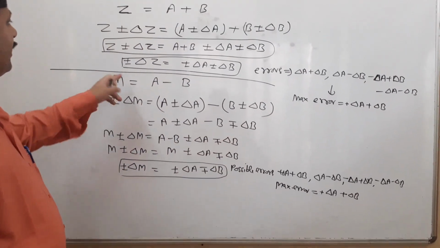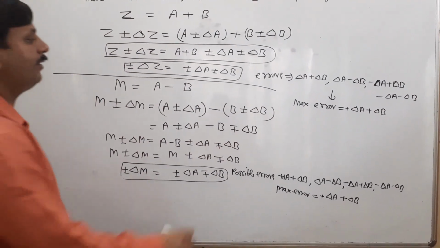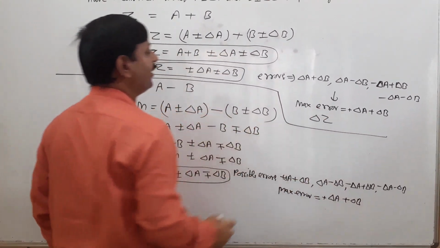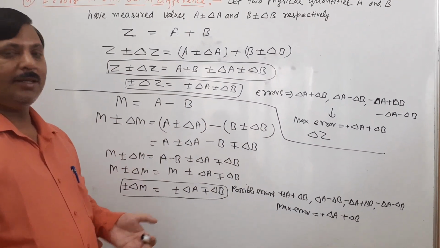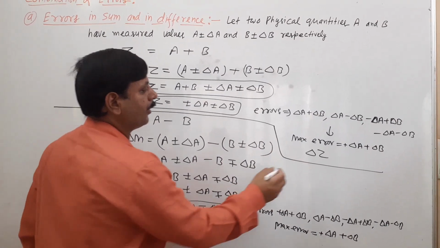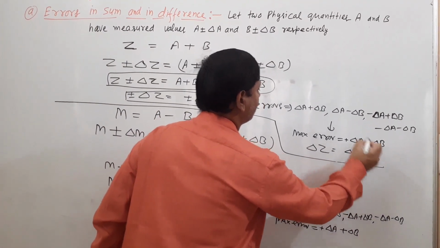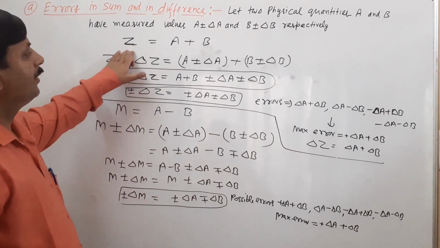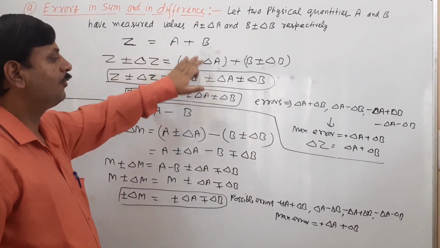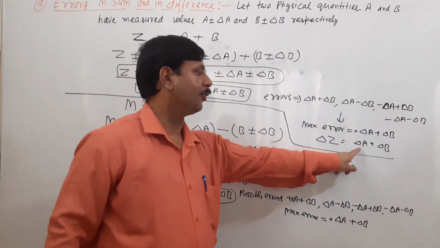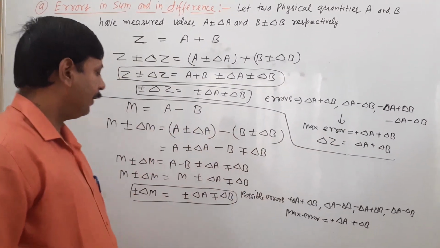So what about del Z? If we talk about del Z for the sum, del Z means the maximum error, del Z is the absolute error. So what will the absolute error be? Del A plus del B. When a physical quantity is the sum of two physical quantities, the maximum error del Z is equal to what? Del A plus del B.